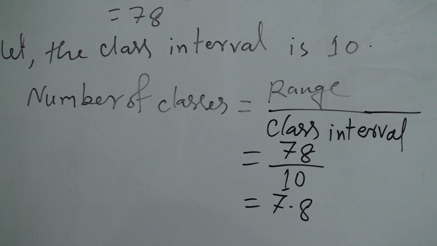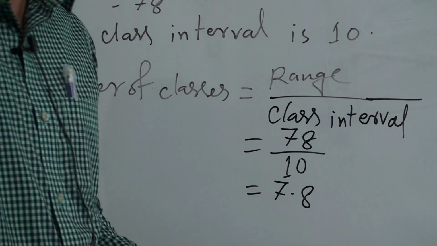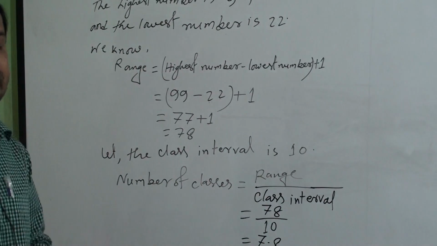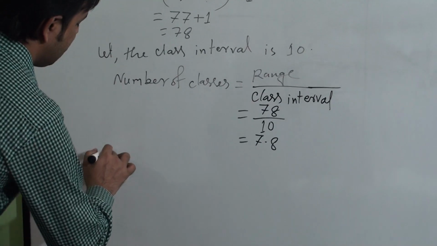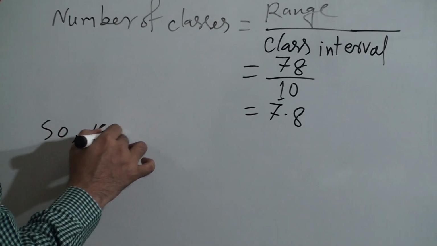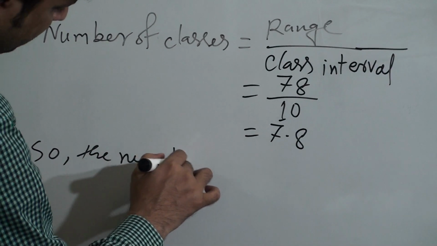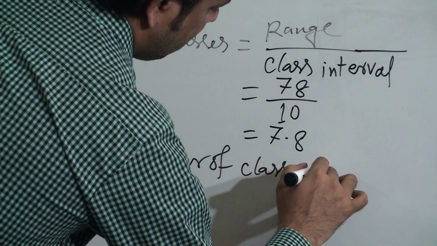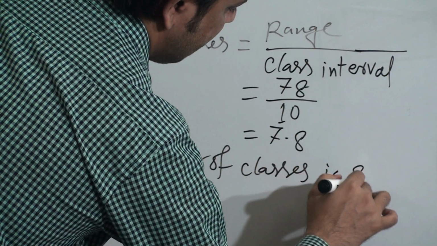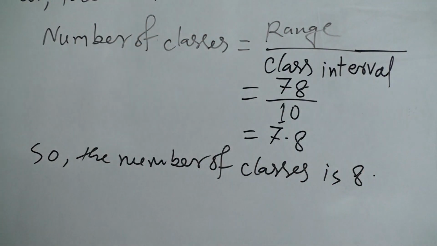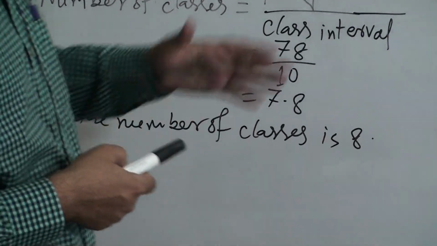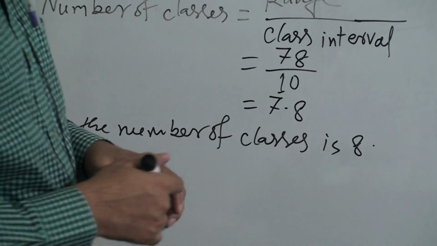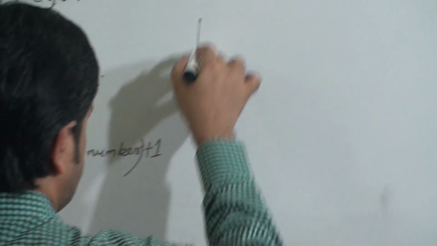7.8. But the number of classes cannot be a fraction, so we can consider the next integer. So the number of classes is the next integer, 8. So we can distribute the data in 8 classes. Now we can go to the next part.